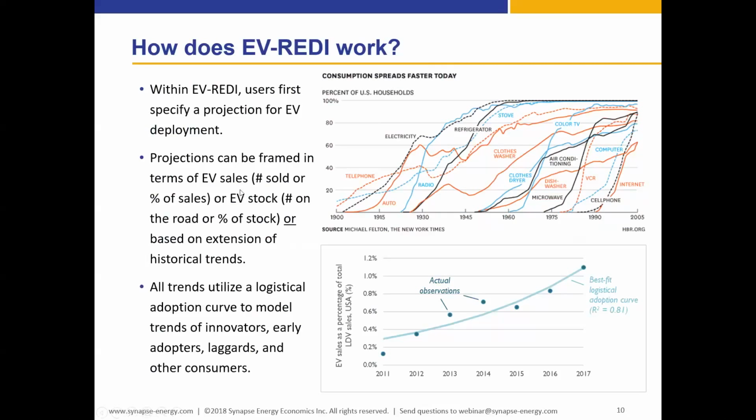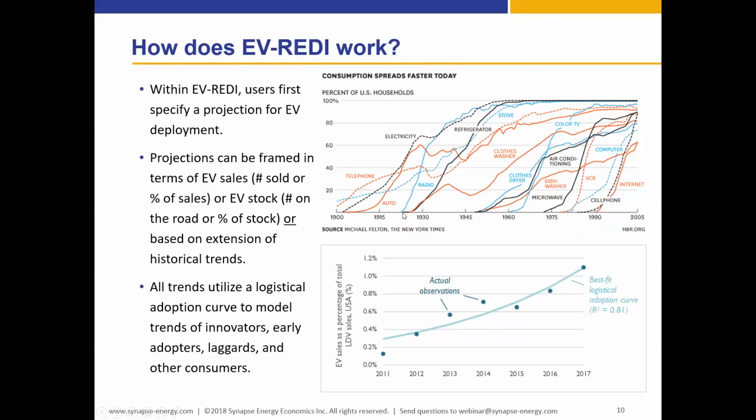Users can pick essentially two data points. They pick today, and they pick some point in the future. And that point in the future could be based on some number of EVs sold in a certain year, or a percentage of the EVs sold, or some number of cars that are actually on the road.